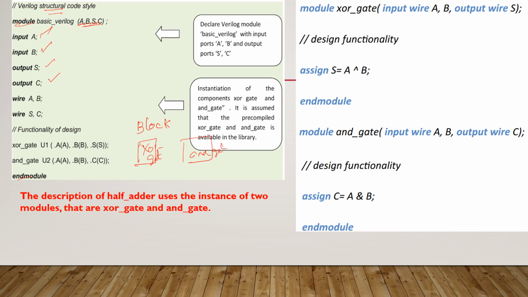Here, we have to describe these two modules separately, which are the submodule programs. First I have written the submodule program for the XOR_gate, and the next one is AND_gate. So here, XOR gate. XOR gate is used for what?